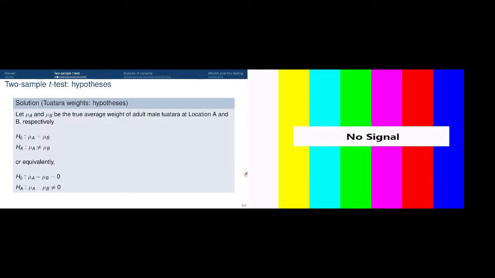Now, if we subtract mu B from both sides of this equation, we end up with a zero on the right-hand side because mu B minus mu B is zero, and on the left-hand side we have mu A minus mu B equals zero. So you can write the null and alternative in two different ways here. And I personally probably prefer this way, and I'll give my reason for that in about 15 slides. But it is perfectly fine.